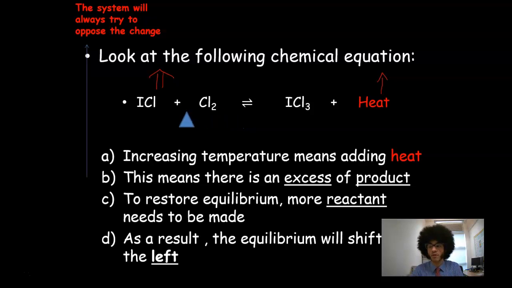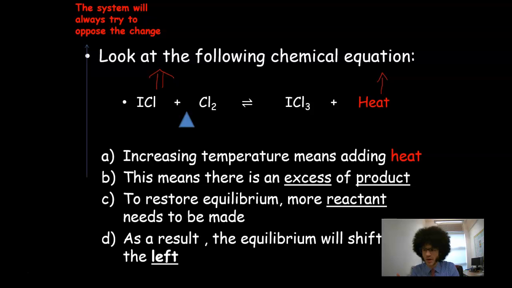Therefore, I'm going to have a lot more of ICl and Cl2, and I'll have a bit less of ICl3 because the equilibrium shifted to the left. The rates will re-establish, and they'll be the same. I'll just have different concentrations of reactants and products on both sides. So that's all fine and well. That's basically the nuts and bolts of how it works.